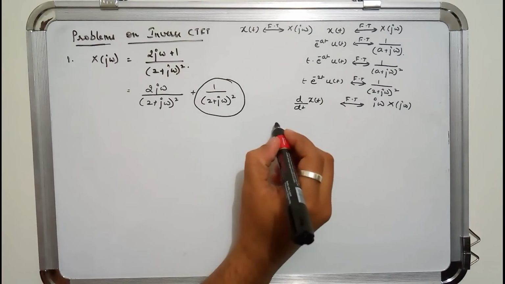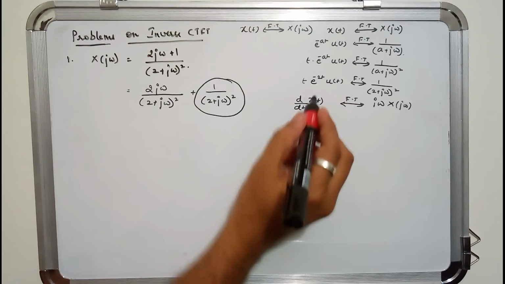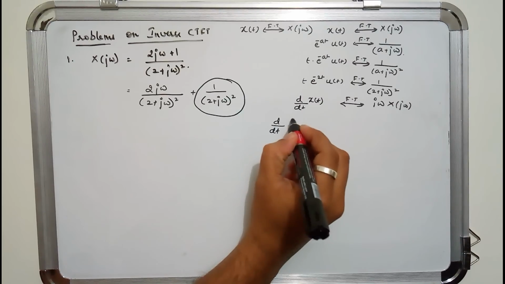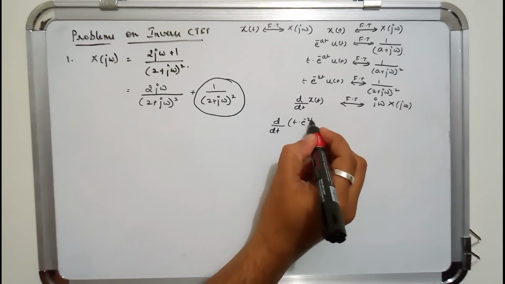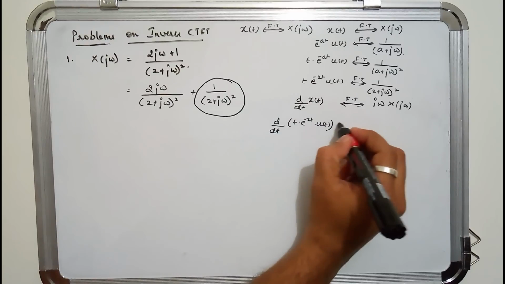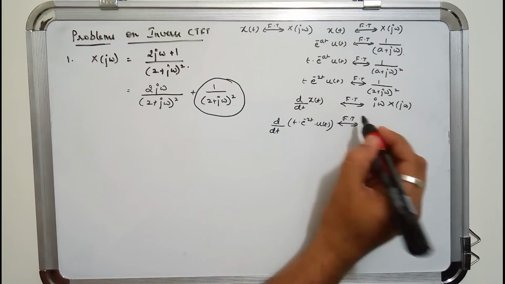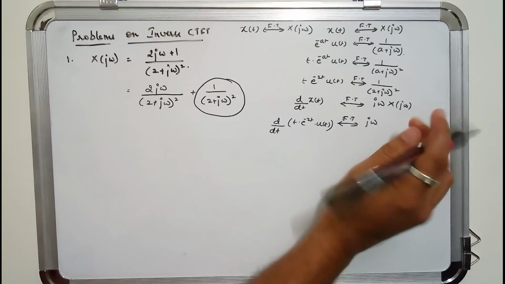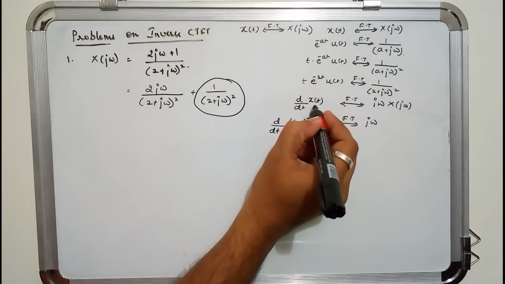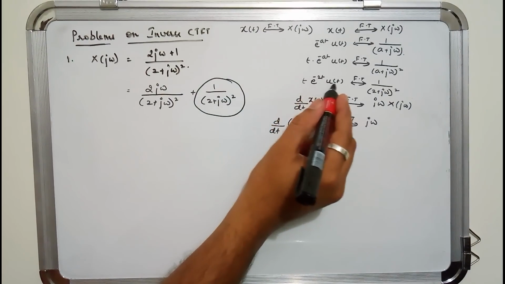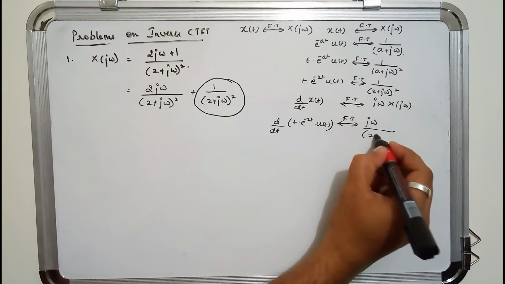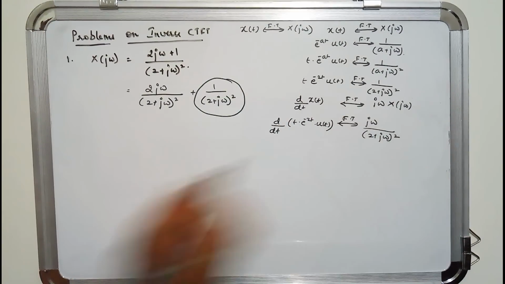Now if I take my x of t as this, it is d by dt of t into e power minus 2t into u of t forms a Fourier transform pair with j omega into, what is x of j omega? X of j omega is the Fourier transform of x of t, and my x of t is t into e power minus 2t u of t. What is its Fourier transform? J omega divided by 2 plus j omega whole square.